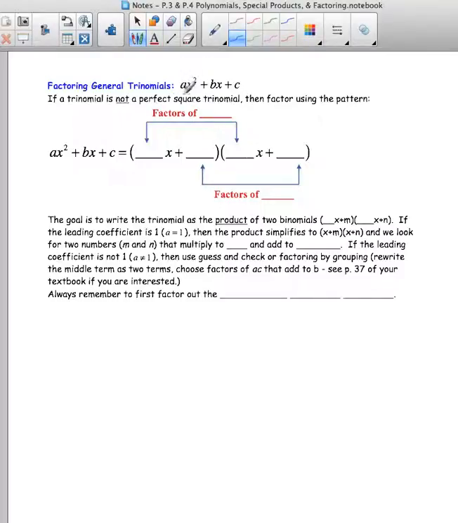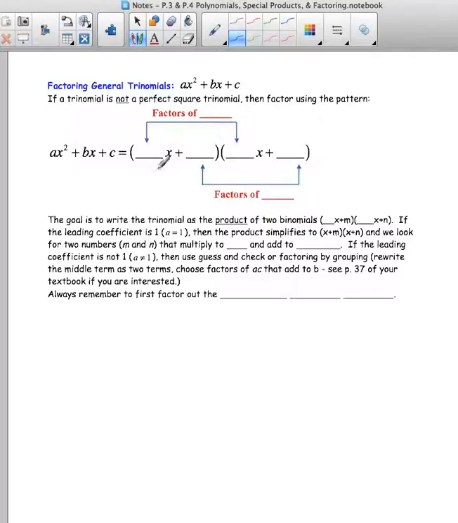Remember, in a perfect square trinomial, the first term is a perfect square, the last term is a perfect square, and the middle term is 2 times the square root of the first term times the square root of the third term. So we're not talking about one of those special patterns. In this case, we're going to use this factoring pattern.